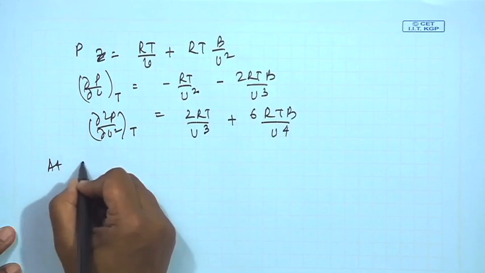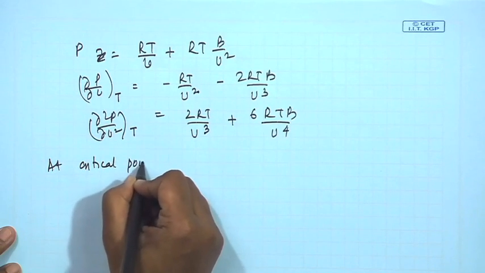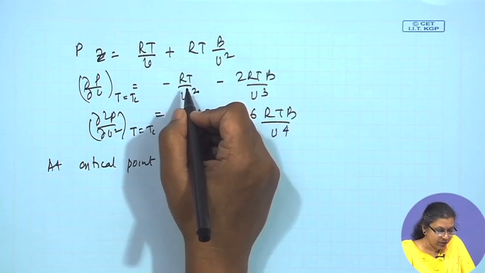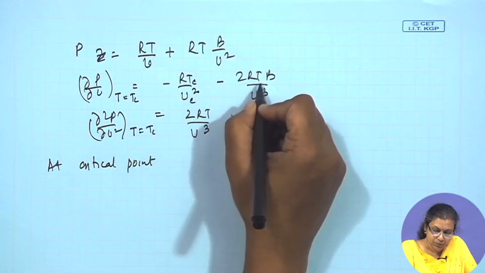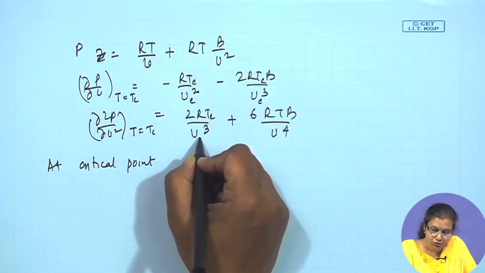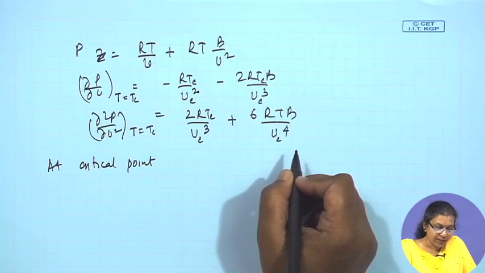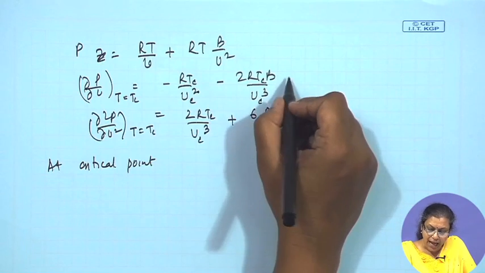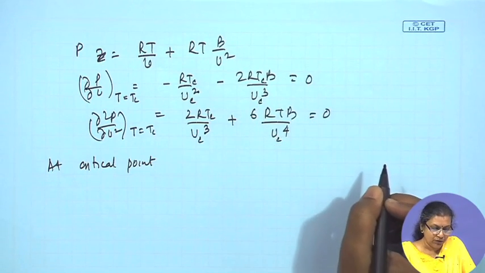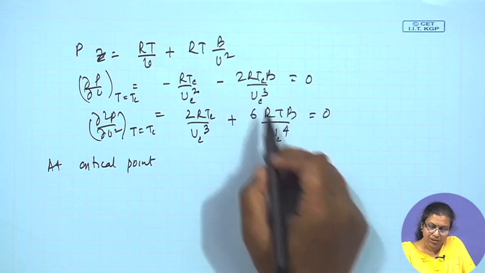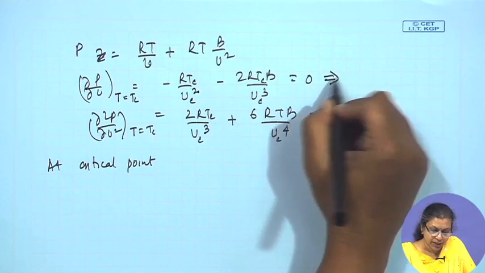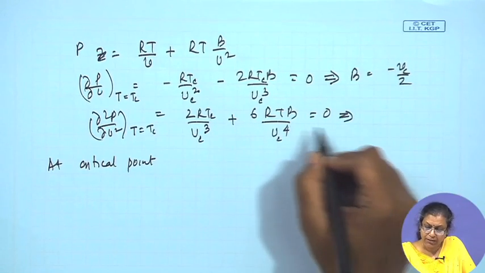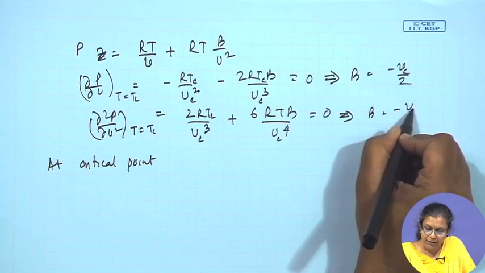What happens at the critical point? At the critical point, T equals Tc. So accordingly I would be putting Tc, Vc, substituting all the constants with the critical values, right. Once I do this, we know that at T equals Tc both of them are 0. Now just observe the equations closely. From this equation what do you get? You get B equals minus Vc by 2. From this equation what do you get? Simply solve it and you find B equals minus Vc by 3.